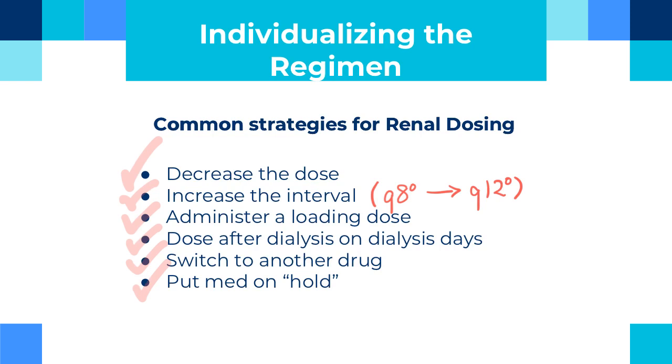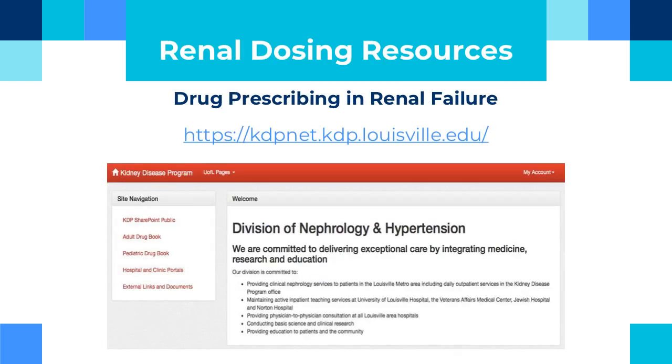The databases of drugs that most clinicians use, the ones that are on apps and on the internet and on your phone, they often will give you good recommendations for renally dosing drugs. I recommend that whatever database you use for drug information, you get comfortable with finding quickly the recommendations that those monographs have for adjusting doses based on renal function. Here's another tool you might find useful. This is from the University of Louisville. They have a kidney disease program, and one of the links there is an adult drug book that provides you with some renal dosing information.